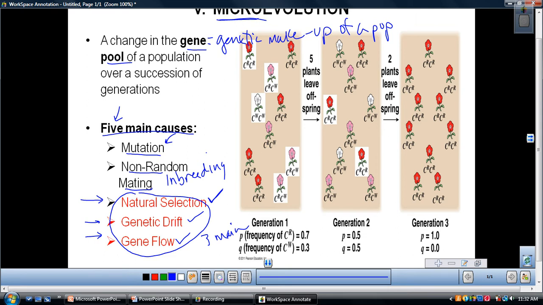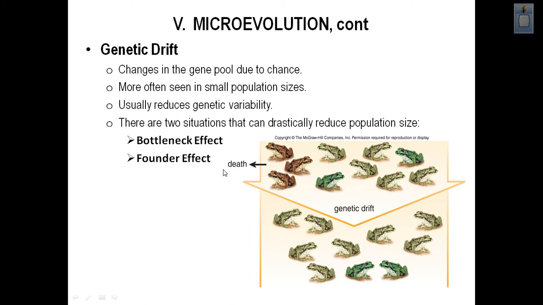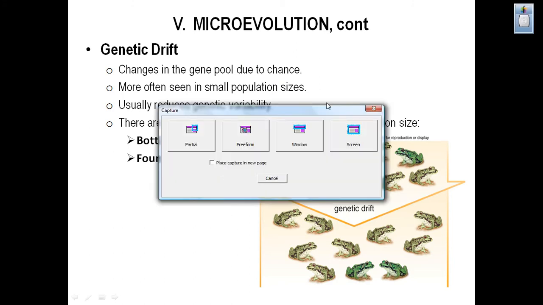We're going to talk about genetic drift and gene flow in just a second, but I just wanted to give you an example of natural selection because that's what Darwin saw. It's the same thing with his tortoises. So let's elaborate a little bit on genetic drift.